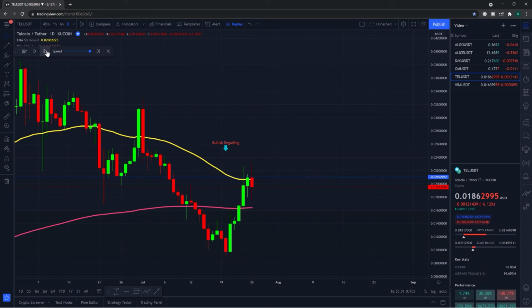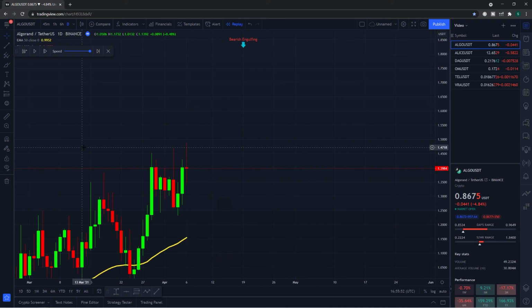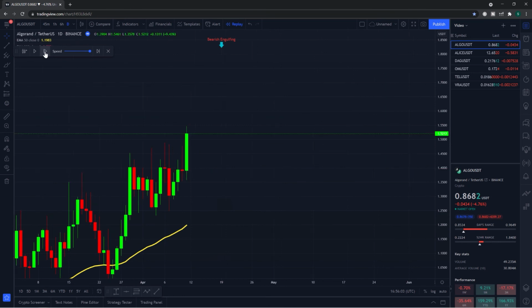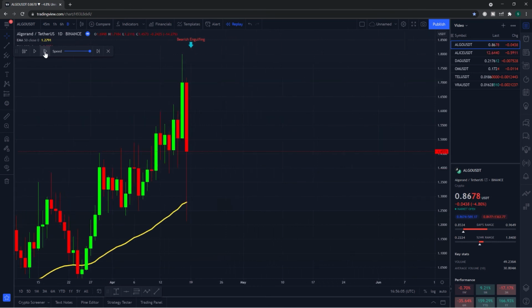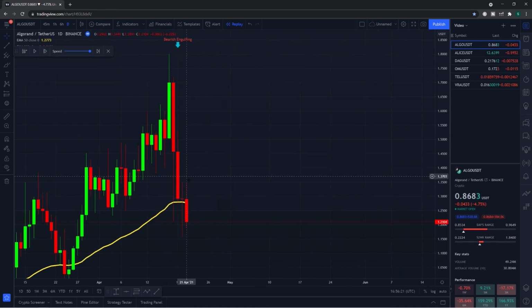So let's look at a bearish engulfing candlestick. All right, I'm on the Algorand 1-day chart. And if you remember, a bearish engulfing candlestick pattern forms at the top of an uptrend. So if I start to fast forward this, you can see it's going up until right here. I have a bearish engulfing candlestick. I have this large red candlestick at the top that completely engulfs this green candlestick. If I fast forward, you can see the trend definitely was down after this candlestick. So that's how a bearish engulfing candlestick looks.